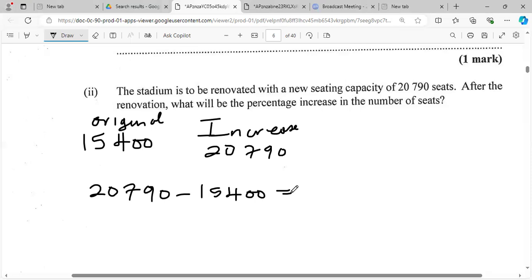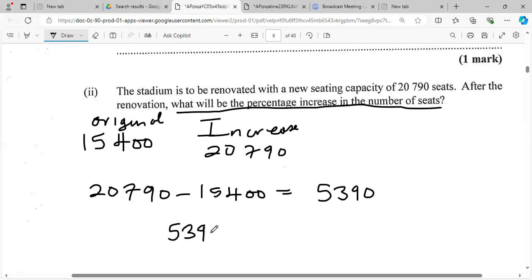So we have 20,790 minus 15,400, which gives me 5,390. So this is the number that it is going to increase by. But look what they say. They say, what will be the percentage increase in the number of seats? So we're actually comparing it with the original, right? So now that would be 5,390. The original was 15,400. So we're going to see what increase that is. And we know that percentage means out of 100. So we're going to times it by 100 because they want the percentage increase.